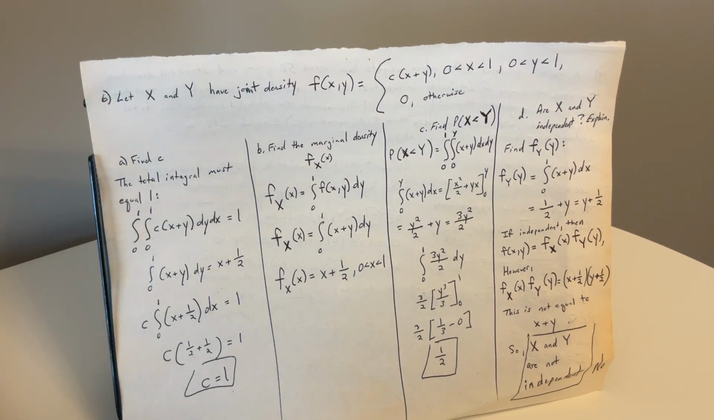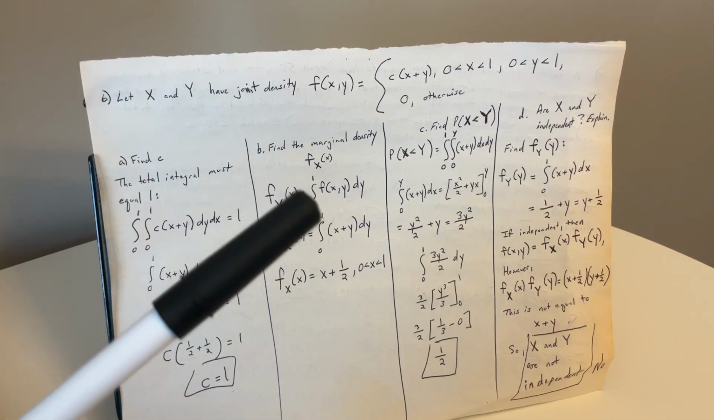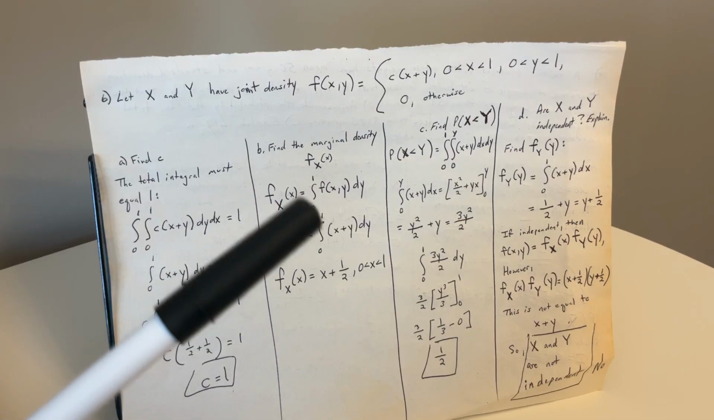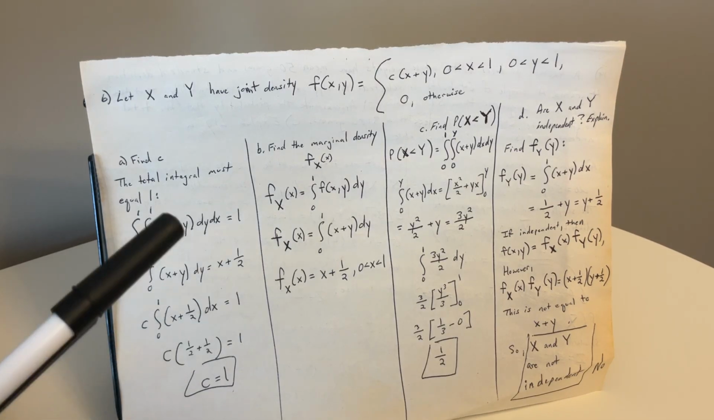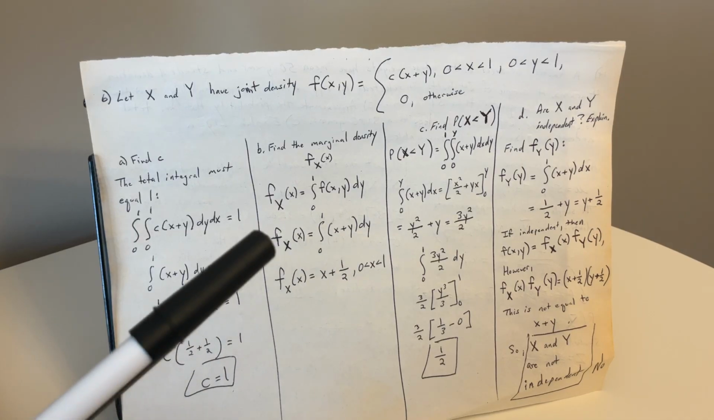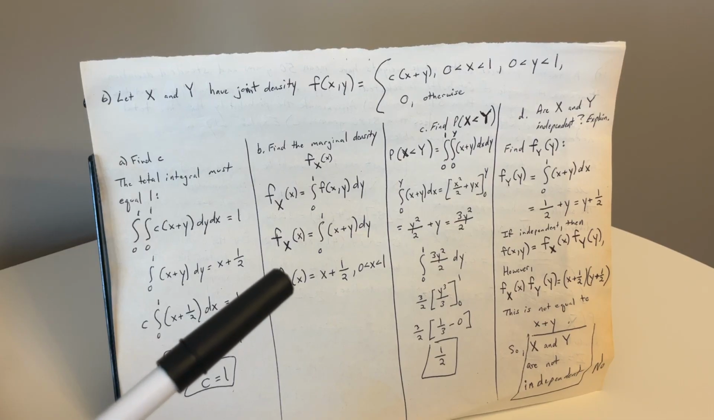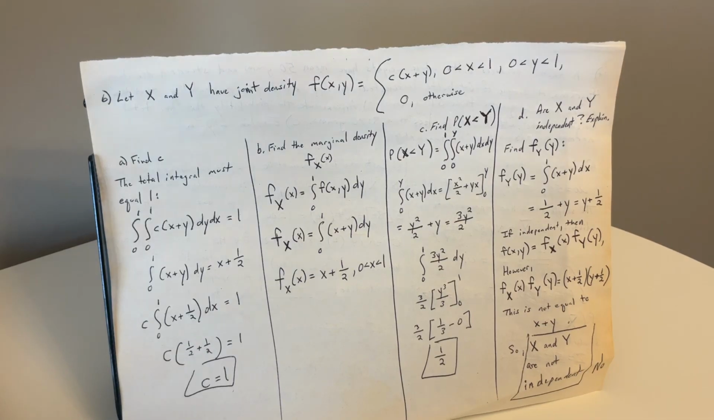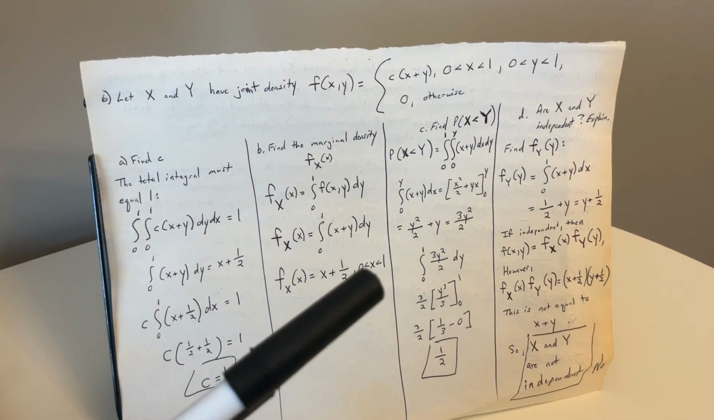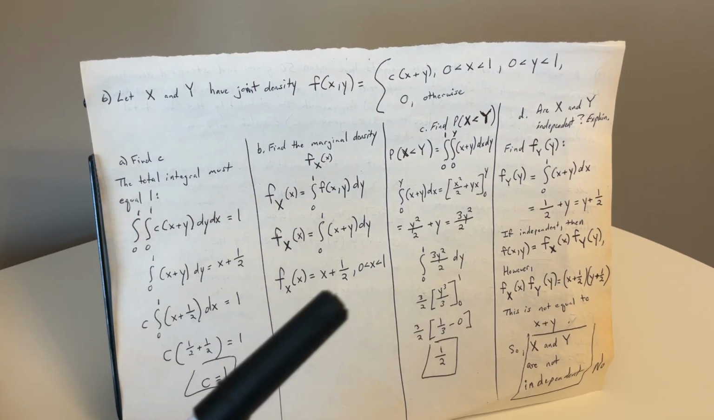For part B, find that marginal density here. So to set this up, that f subscript X of x, we're going to integrate from 0 to 1 of f of x y dy. F sub X of x equals the integral from 0 to 1 of x plus y dy. So it's going to be f subscript X of x equals just x plus 1/2 on the interval 0 is less than x is less than 1.